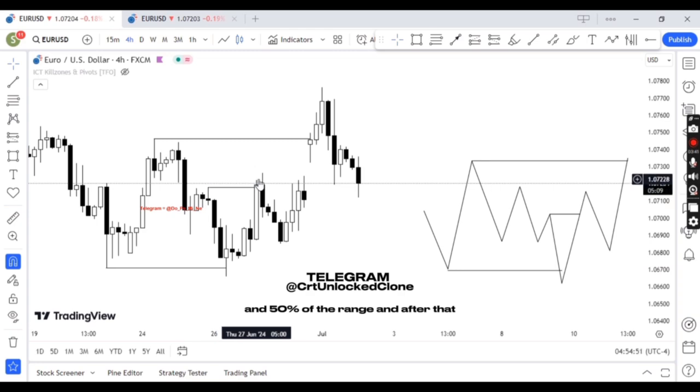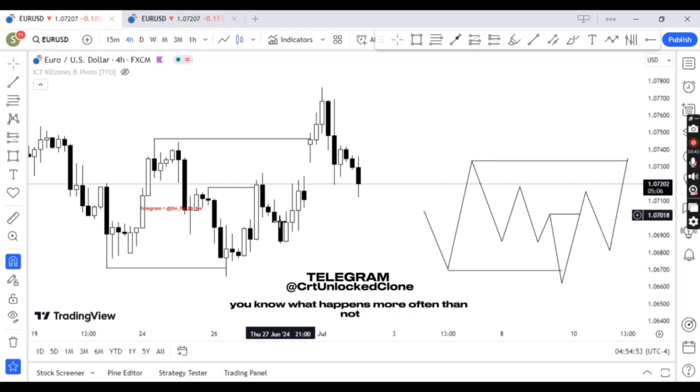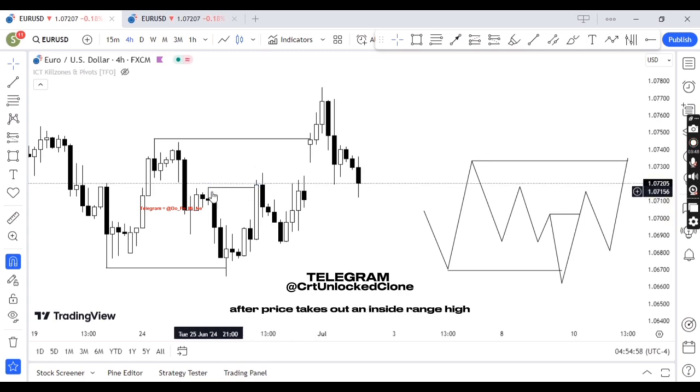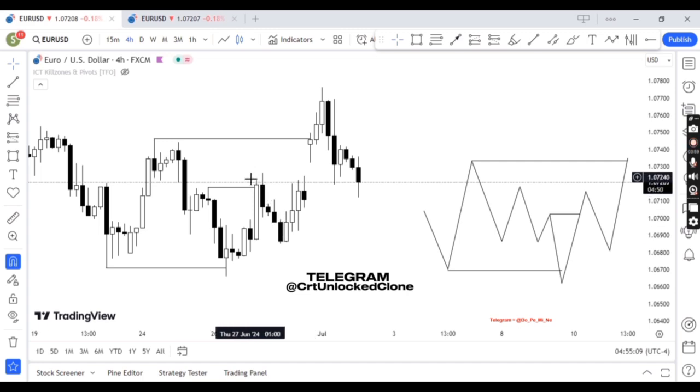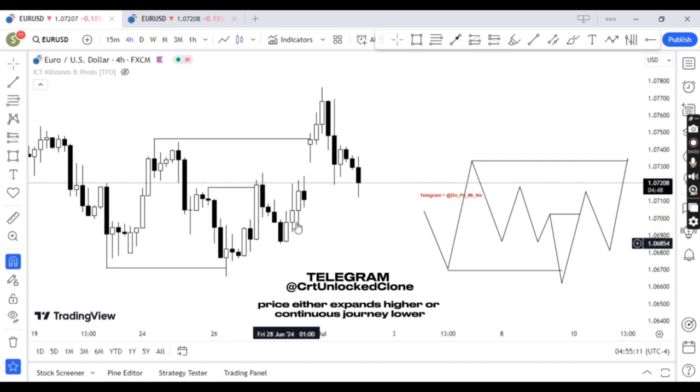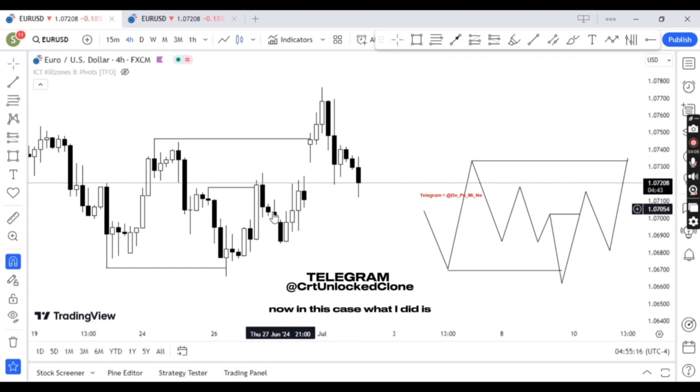And after that, you know what happens more often than not. Remember what I told you a moment ago. More often than not, after price takes out an inside range high which lies in the 50% of the range like this, or reaches the 50% of the range, price has a retracement profile, and after that retracement profile, price either expands higher or continues its journey lower. Now in this case, I expected this retracement profile on the 4 hour with a 15-minute time frame entry.